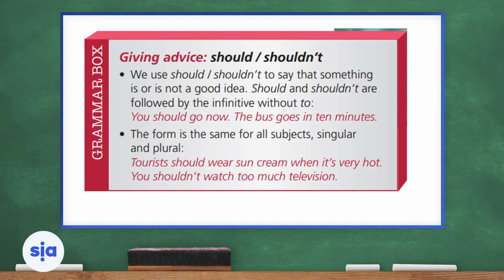We can move on now to the grammar box. Okay, so the grammar box today is basically for giving advice. So if you want to give someone advice or tell someone a piece of information that is going to help them, you can use should and shouldn't. We use should or shouldn't to say that something is or is not a good idea.